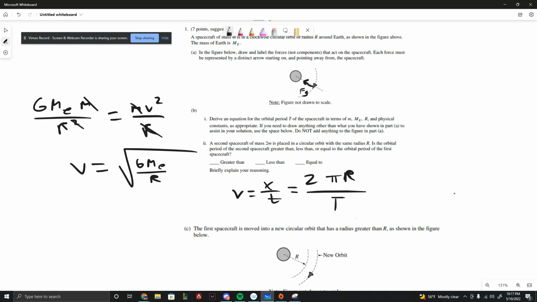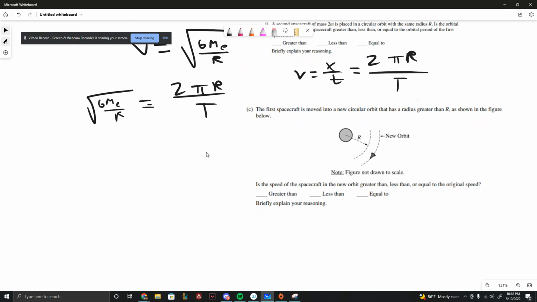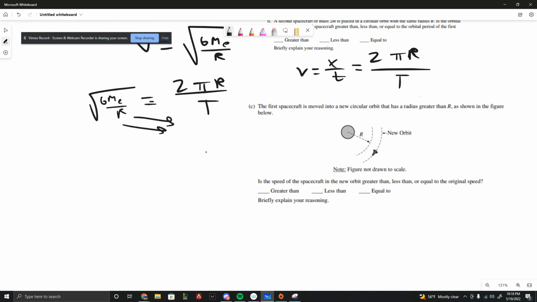So, if we have the velocity, which is the square root of big G, the mass of the Earth, over r, equal to 2 pi r over T, then what we can do is flip these. So we have the period is equal to 2 pi r over the square root of G M_E over r.